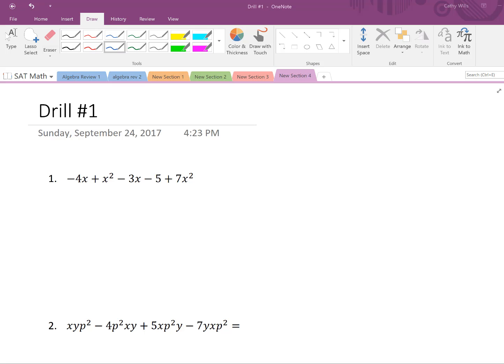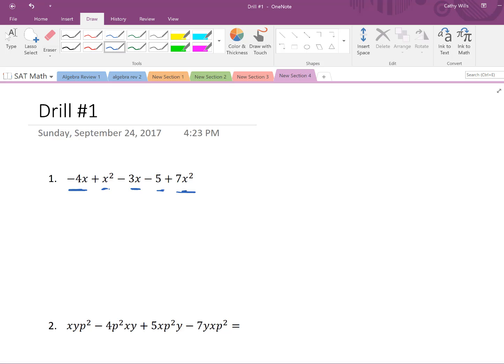Okay, drill number 1 was on adding like terms. Remember, terms in a polynomial are separated by plus and minus signs, so there are 1, 2, 3, 4, 5 terms in this polynomial. Like terms are terms that have the exact same variables, the letters, with the exact same exponents on the variables. Exponents are the little numbers that are up higher. You have to look at these 5 terms and see which ones are like terms before you can add or subtract them.